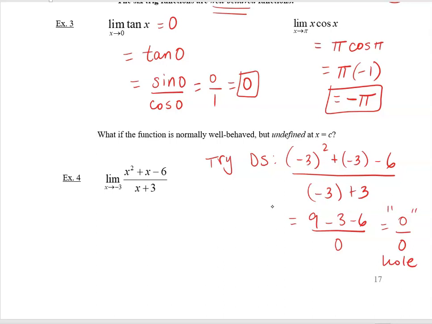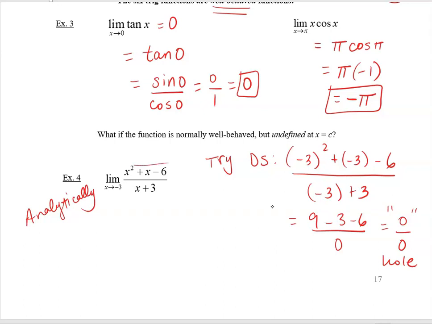Does that mean that the limit does not exist? Not necessarily. It depends on the function. A hole can have a limit as x approaches that number. So we're going to have to do a little bit of work analytically to figure this out. What can we do to simplify this function?